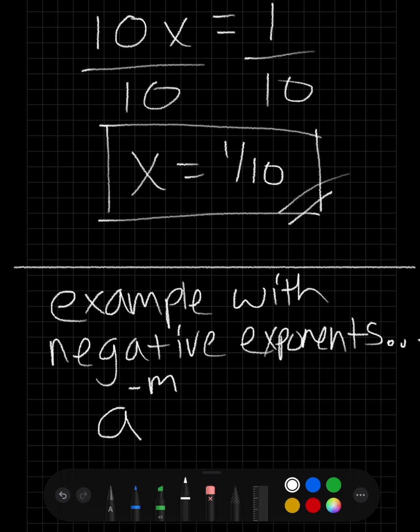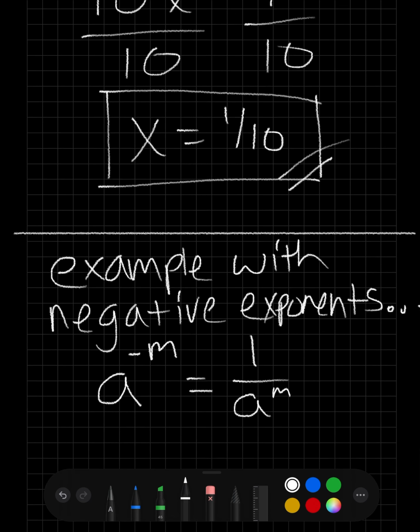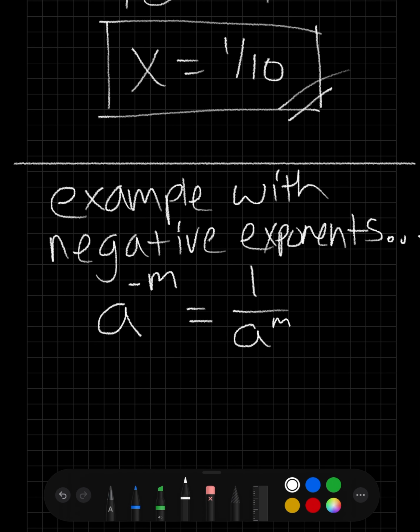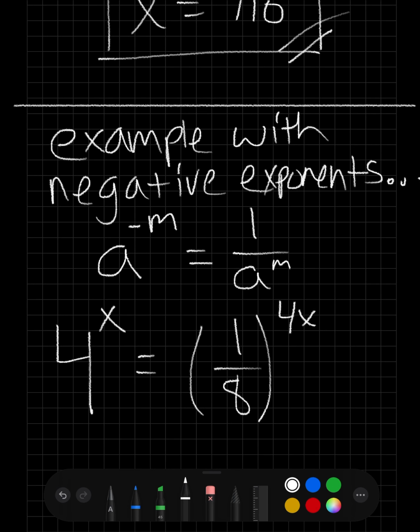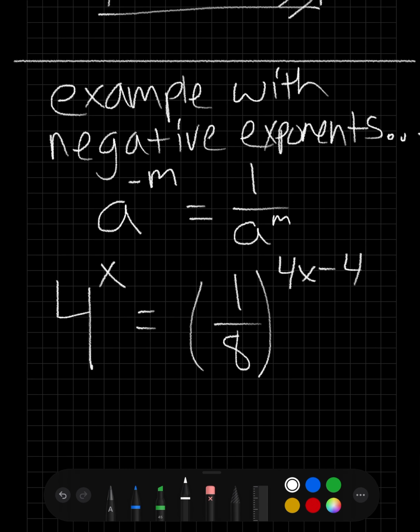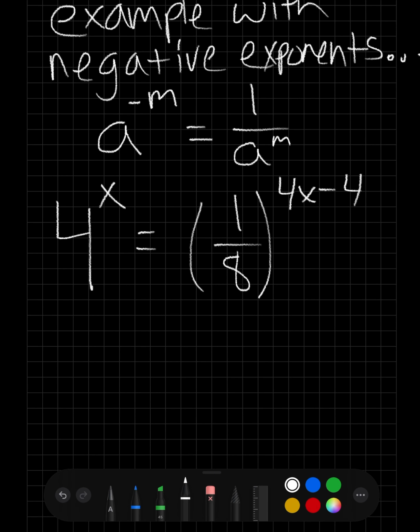So don't forget that thing I told you at the beginning of the video. A to the negative m is equal to 1 over a to the m. And let's take a look at an example here. Let's say I had 4 to the x is equal to 1 over 8 to the 4x minus 4. And you are probably sweating right now, but don't worry, we'll be able to figure this out.